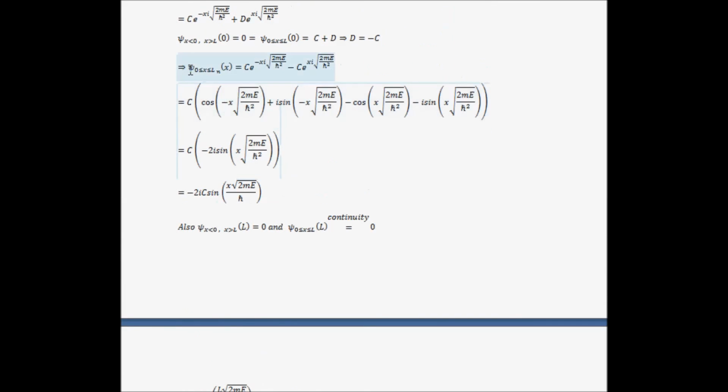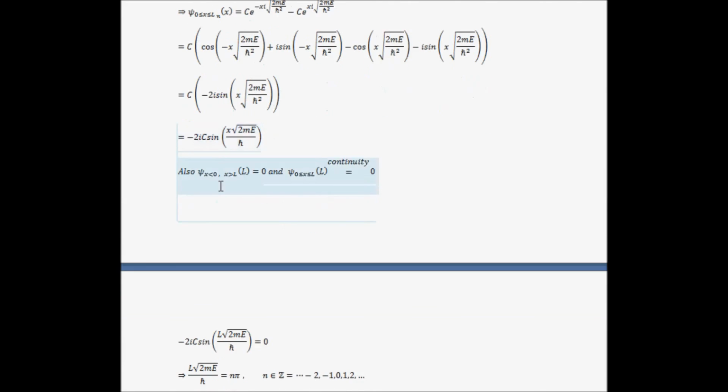Substituting L into the inside part of the wave function, because this thing is the inside part of the wave function, substituting x equals L here, because I've just said that it's got to equal 0 because of the continuity. This thing has got to equal 0.